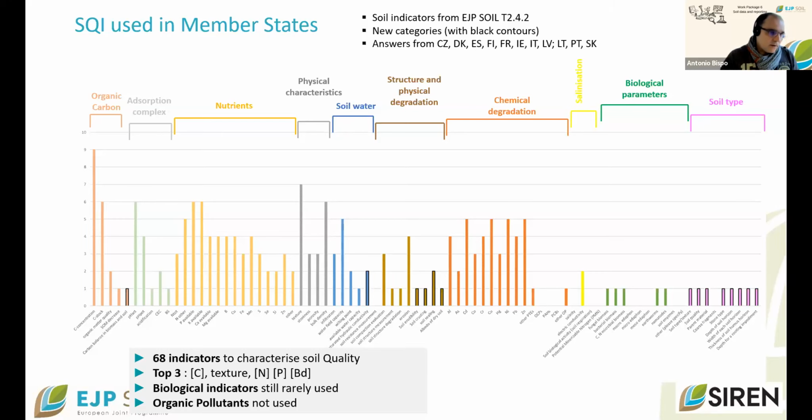You have the number of countries. The y-axis is the number of countries using the indicator, and the indicators are written on the x-axis. And you can note that biological indicators, for example, are largely missing, as are indicators on organic contaminants.